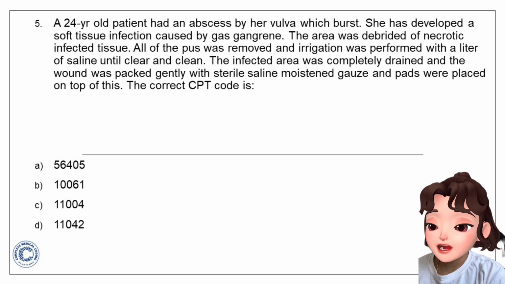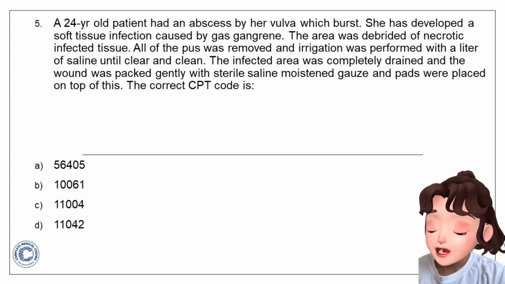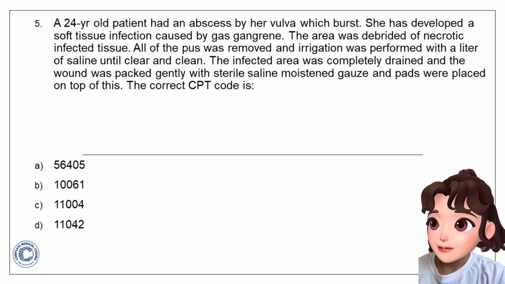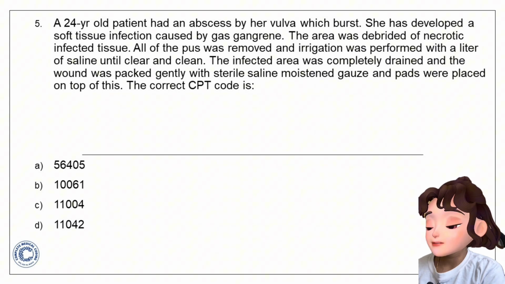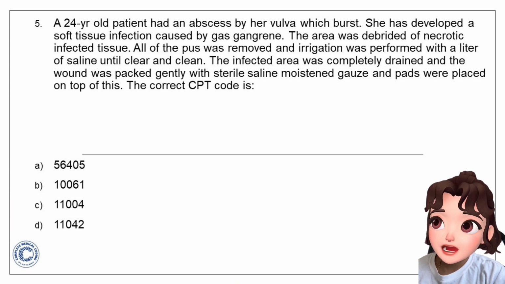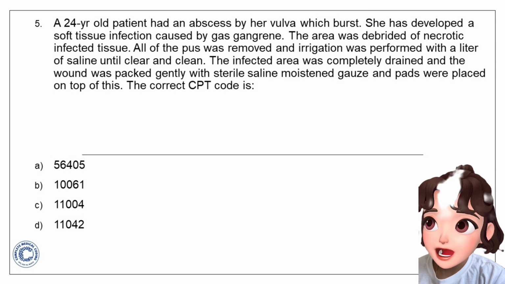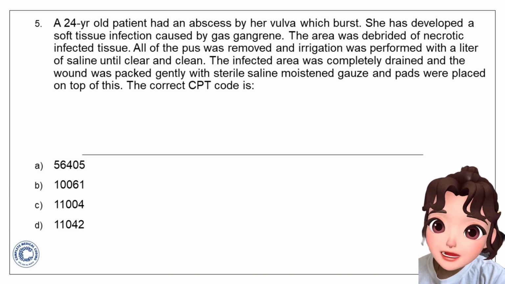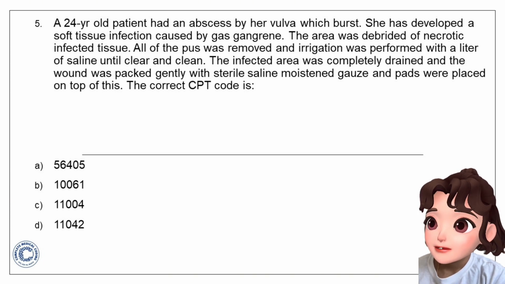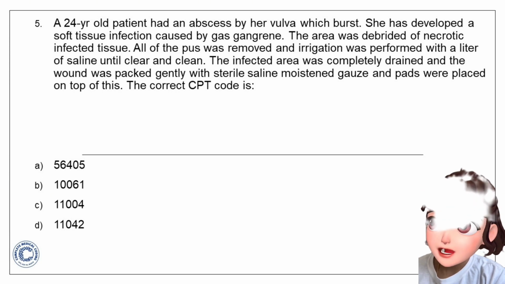What is 10061? Incision and drainage of abscess, carbuncle, suppurative hidradenitis, cutaneous or subcutaneous abscess, cyst, furuncle, complicated or multiple. This is not multiple. What is 11004? Debridement of skin. It is not I&D. See, in the question it is mentioned that the area was debrided. So this is debridement, not incision and drainage. So you have to code the debridement code, that is the procedure carried out here.